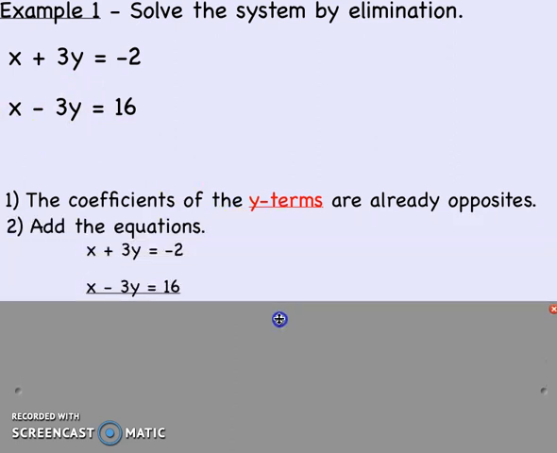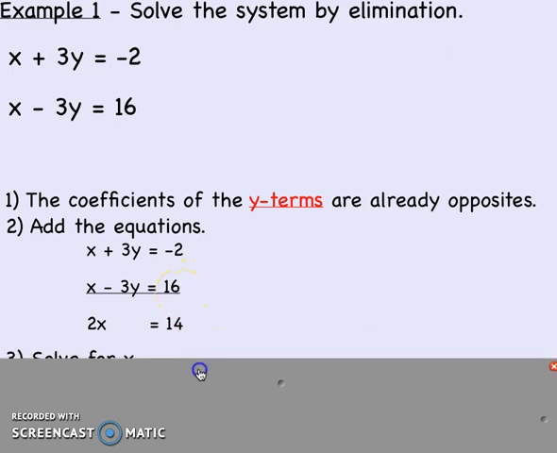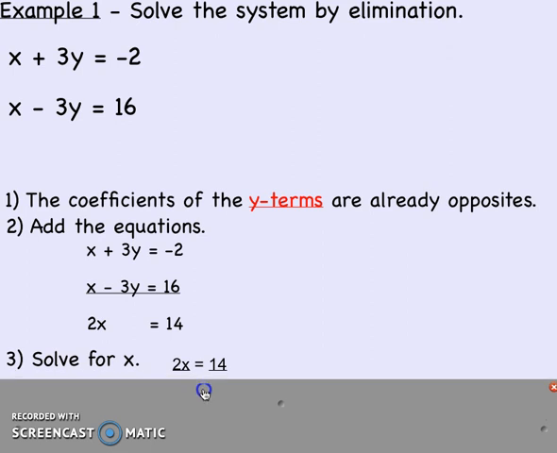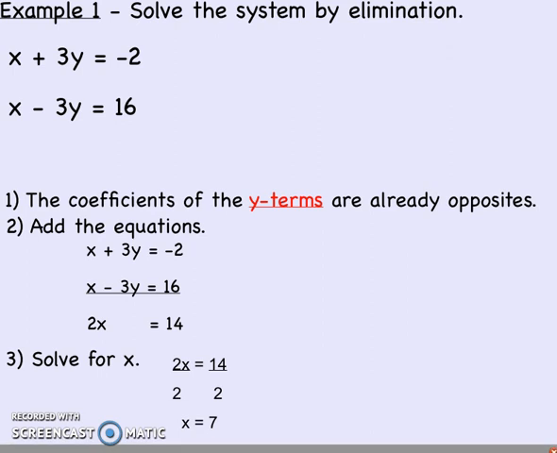So now we can go ahead and actually add the equations. So here I'm going to add my x and my x, which will give me 2x. 3y and negative 3y combine to give me 0, so those get eliminated, and negative 2 and 16 equal 14. From there, I can solve for x. So I'm going to divide by 2 on both sides, and I get that x is equal to 7. Now I have part of my solution for my system. I'm going to take this 7 and I'm going to substitute it into one of the original equations to figure out what y is.